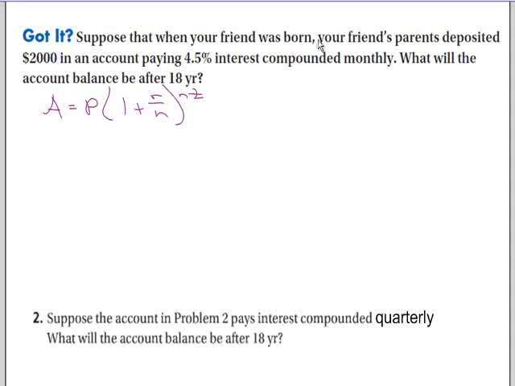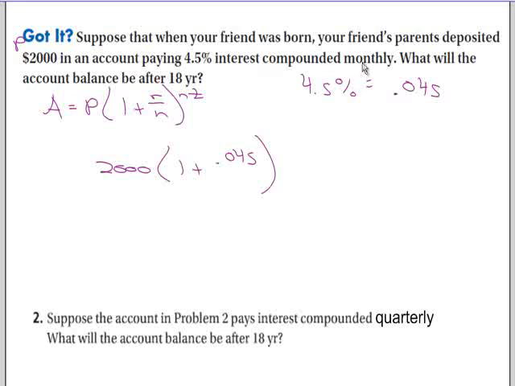Suppose when your friend was born, your friend's parents deposited $2,000 in an account. So that's the principal. That's what we started with. 1 plus an account paying 4.5%. Remember, we're going to move the decimal 2 places: 0.045.